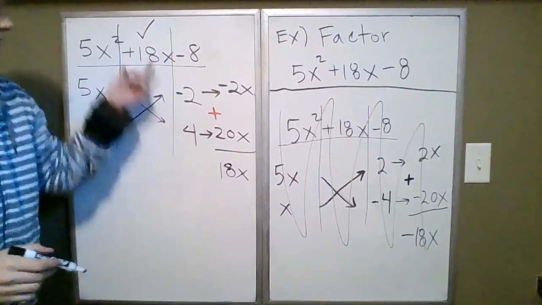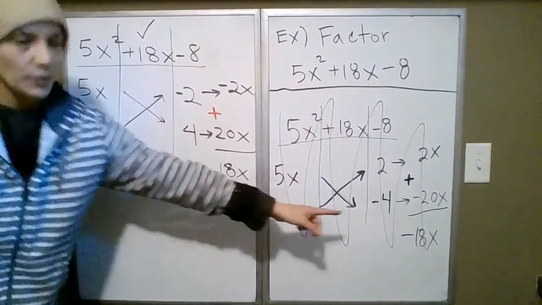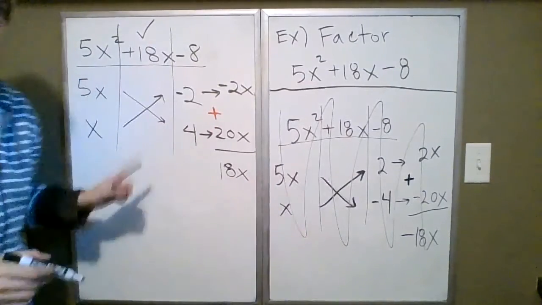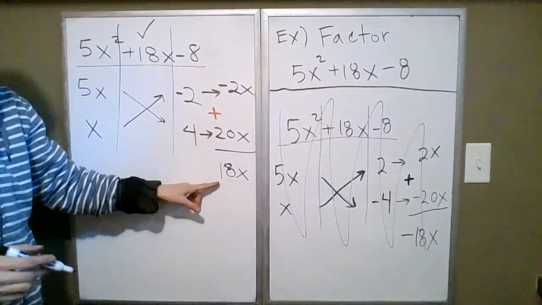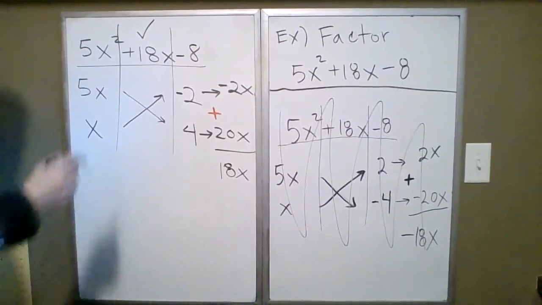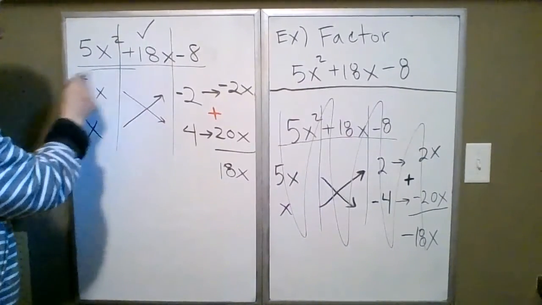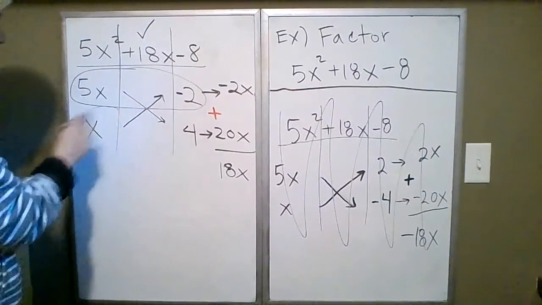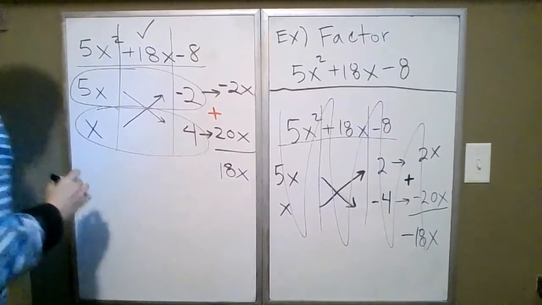So it has to match exactly. It can't be like off by a negative sign. You have to start over, guess again, till you get the right middle term. Then this will factor into 5x minus 2 times x plus 4.